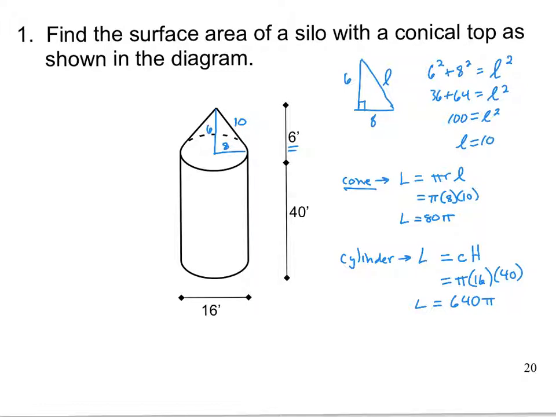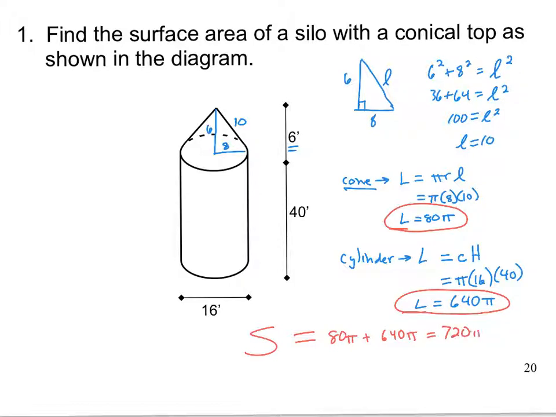So the total surface area is going to equal the area of the cone and the area of the cylinder. So 80 pi plus 640 pi, which is 720 pi square feet. Notice that we were not asked to include the bottom. So that's why we didn't include the 2B, because we also are not including this area right here. We're only including the area that is the conical top and the cylinder.